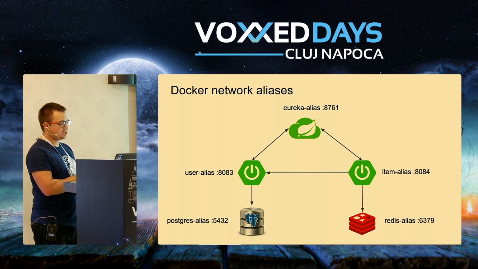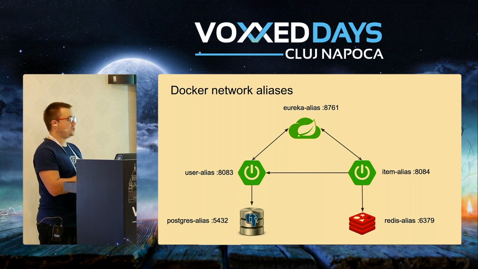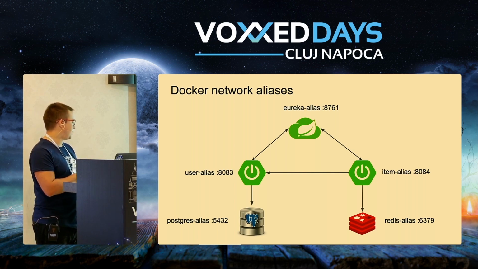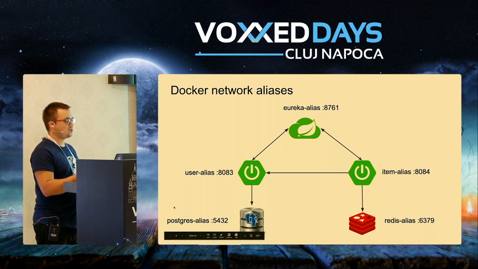So basically in our setup, for user service to know how to find Postgres, we will configure that it should call by the Postgres alias inside the Docker network. And that's it. The same goes for Redis. So item service will find Redis because of this alias.